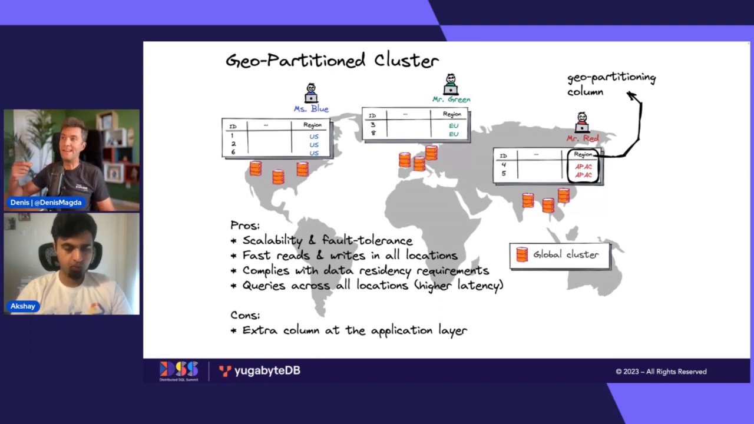We call this a geo-partition column. Based on the value of this column, the database will place your records to specific database nodes. For instance, the name of this column can be random. In this example, the column name is region.